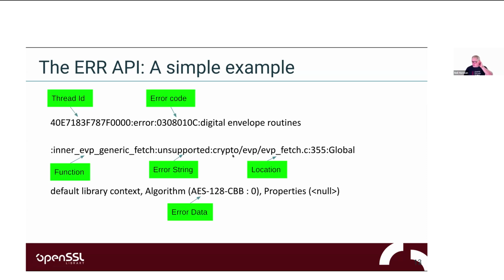This contains several parts. First and foremost, a thread ID can tell you which thread encountered the error. Hexadecimal error code, this is the numerical error code that was raised. It indicates which function this happened in the library, in this case, inner EVP generic fetch. It gave us the error string, which is correlated to the error code. In this case, it said unsupported. It gave us a specific file location. This is where this function is implemented and the specific line that raised this error. And lastly, it gave us ancillary error data. In this case, it said algorithm AES-128 CBV. So this is what this error code had a problem with when trying to execute this function.